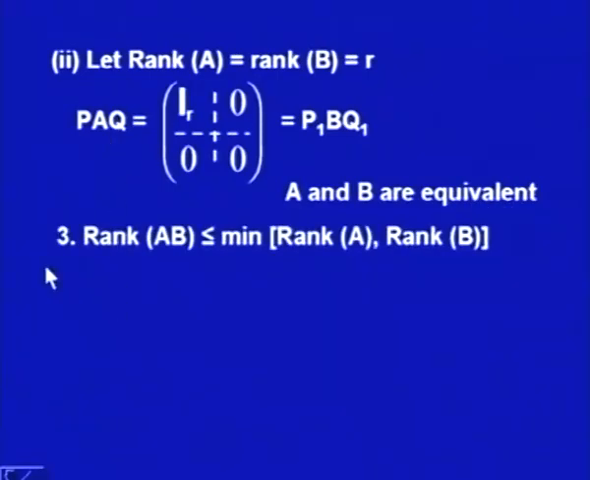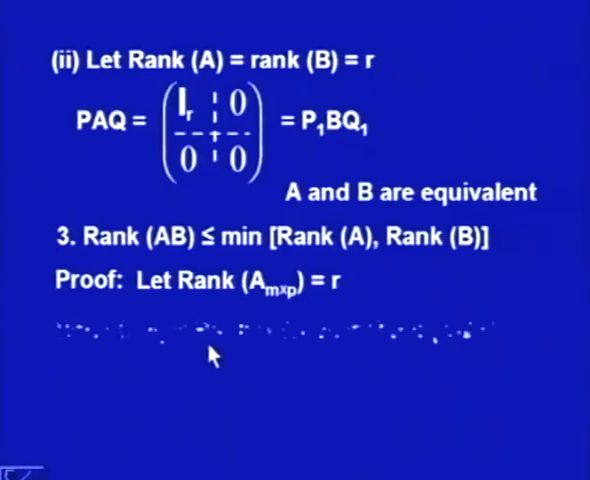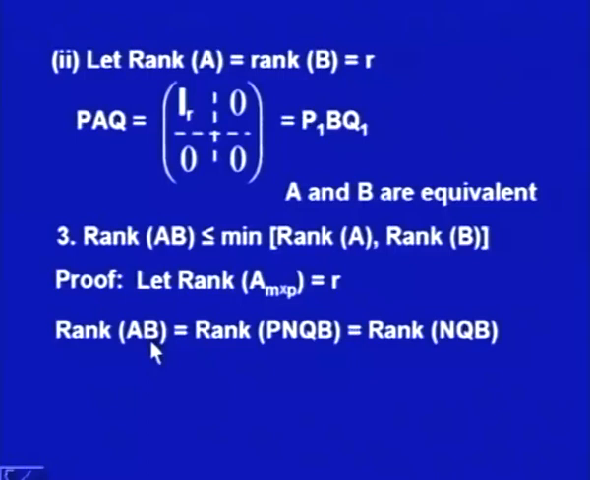Now, the next property suggests that rank of AB, the product of two matrices, is less than or equal to the minimum of rank of A and rank of B. This is an important property. To prove this, let the rank of A, which is an M by P matrix, be R. Then A, after applying linear transformations, can be reduced to the echelon form N, so A can be written as PNQ. So, I am substituting PNQ for A.